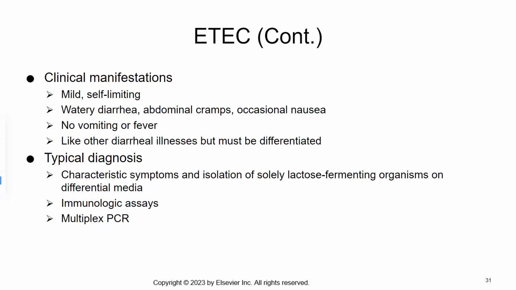Clinical manifestations include mild, self-limiting, watery diarrhea, abdominal cramps, occasional nausea, no vomiting or fever, and like other diarrheal illnesses, must be differentiated. Typical diagnosis includes characteristic symptoms and isolation of solely lactose fermenting organisms on differential media, immunologic assays, and multiplexed PCR.